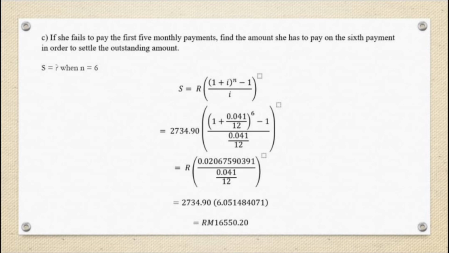2,734.90 times with 0.020675903991 over 0.041 over 12. So now we just times 2,734.90 times with 6.051484071. So the final answer will be 16,550 ringgit 20 cents.